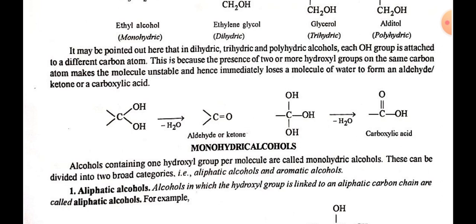Alcohols containing one hydroxyl group per molecule are called monohydric alcohols. These can be divided into two broad categories: aliphatic alcohols and aromatic alcohols. Aliphatic alcohols are the alcohols in which the hydroxyl group is linked to an aliphatic carbon chain. For example, methanol or methyl alcohol, ethanol or ethyl alcohol, propanol or isopropyl alcohol. Second are aromatic alcohols.